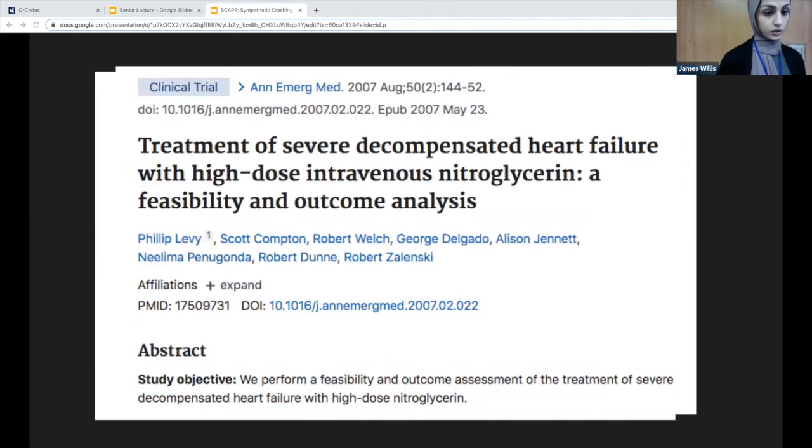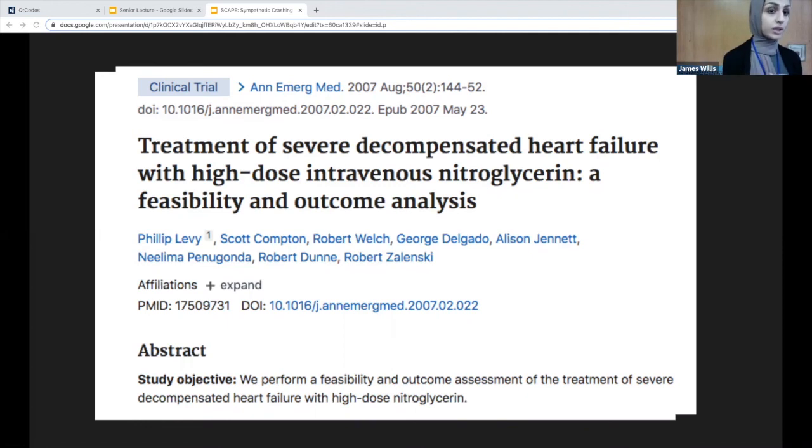There's also this study by Levy. It's a feasibility and outcome analysis, a non-randomized, single-arm, open-label trial, only 29 patients. But patients in the intervention group received high-dose nitroglycerin. The dosing was the same as the previous study, 2 milligrams every 3 to 5 minutes, with a mean dose of 6.5 milligrams. And what they found is that patients who had received high-dose nitroglycerin had lower rates of intubation and ICU admission than those without.